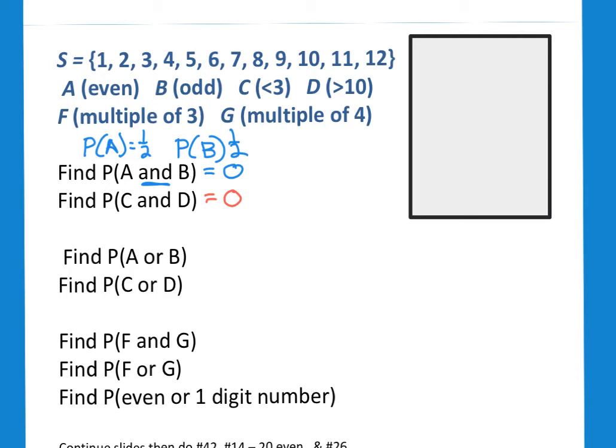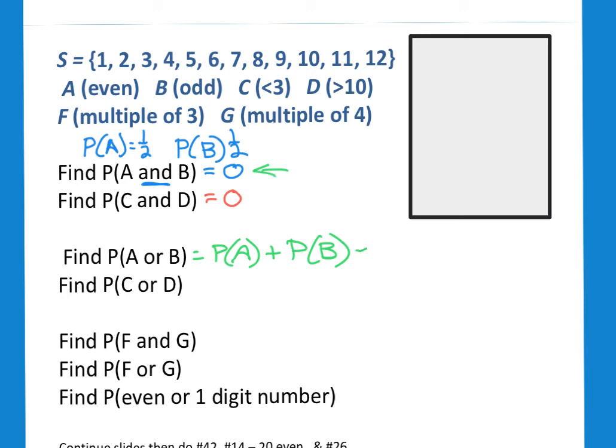For another one, find the probability of A or B. Now that's something completely different. It could be the probability of A. All of those are possible. The probability of B. All of those are possible. And those are disjoint events. There is no number that is both A and B. We already said that.